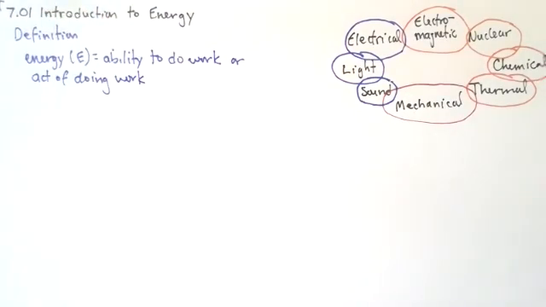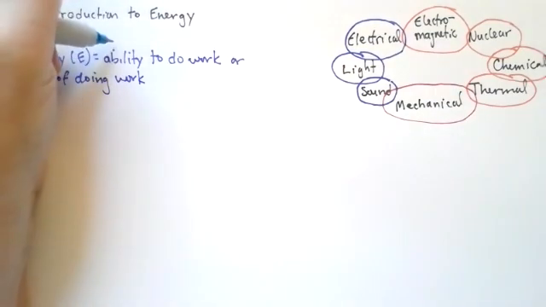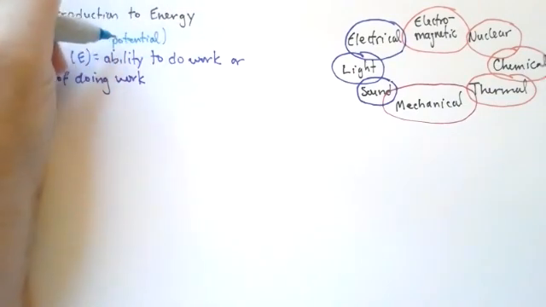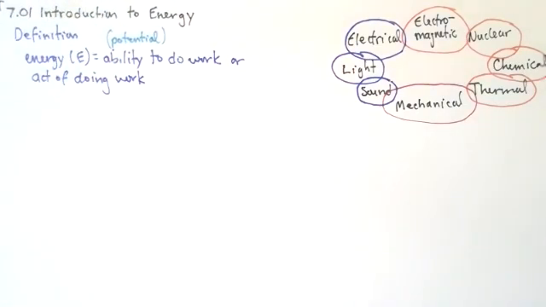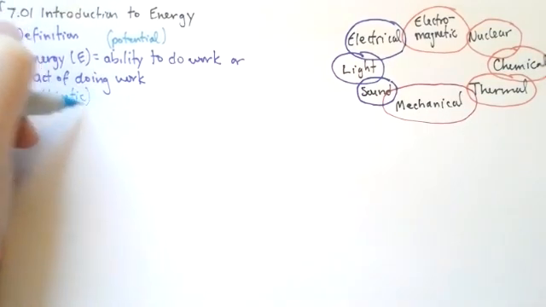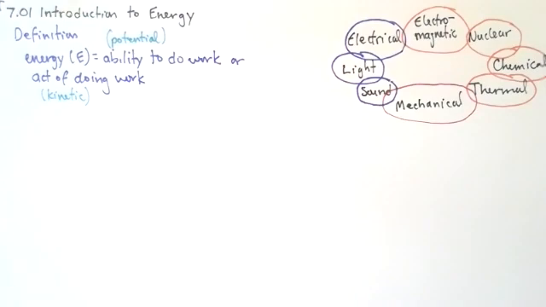So what we're looking at here is, if we talk about the ability to do work, we're talking about potential energy. You have the potential. If we're talking about the act of doing work, this is the work actually being performed, or we have movement, and we're going to call this kinetic. So our energy is going to fall into 2 different spheres, either potential or kinetic.